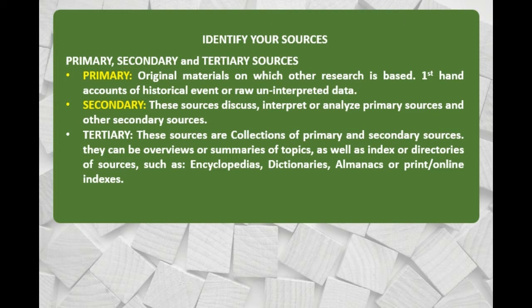Okay, those are encyclopedias, and you can also see dictionaries as tertiary because they have lots of entries, but they are not the sources that get the information first-hand. Okay, they're just a compilation of information. In this case it is words or synonyms or antonyms and many more, and also almanacs and print and online indexes. Those are samples of tertiary sources.